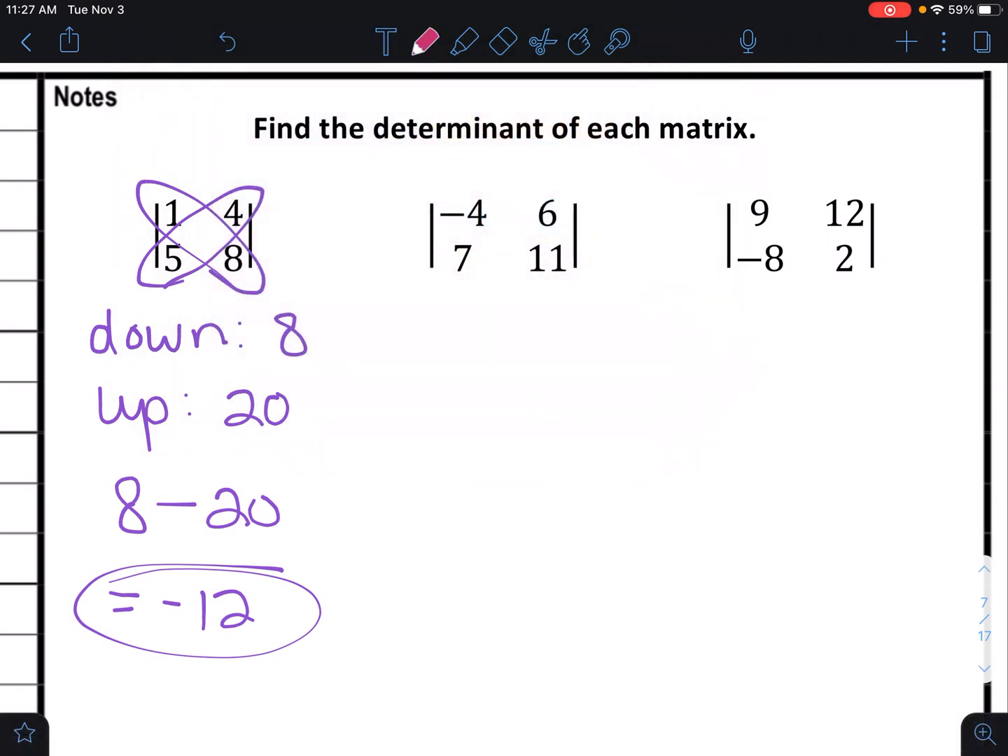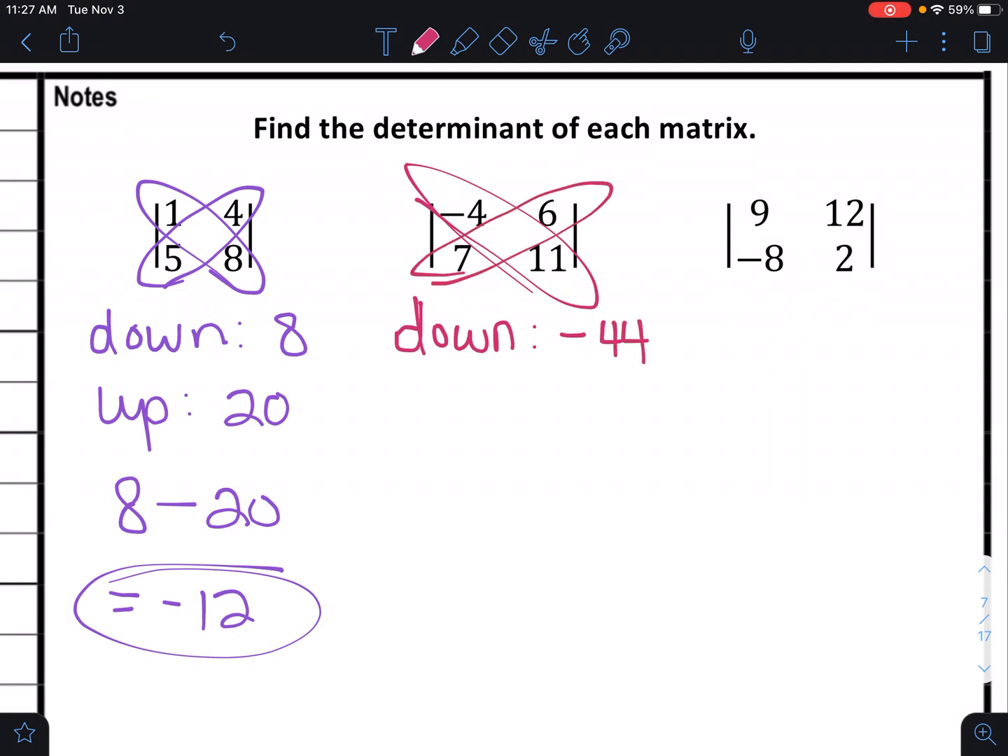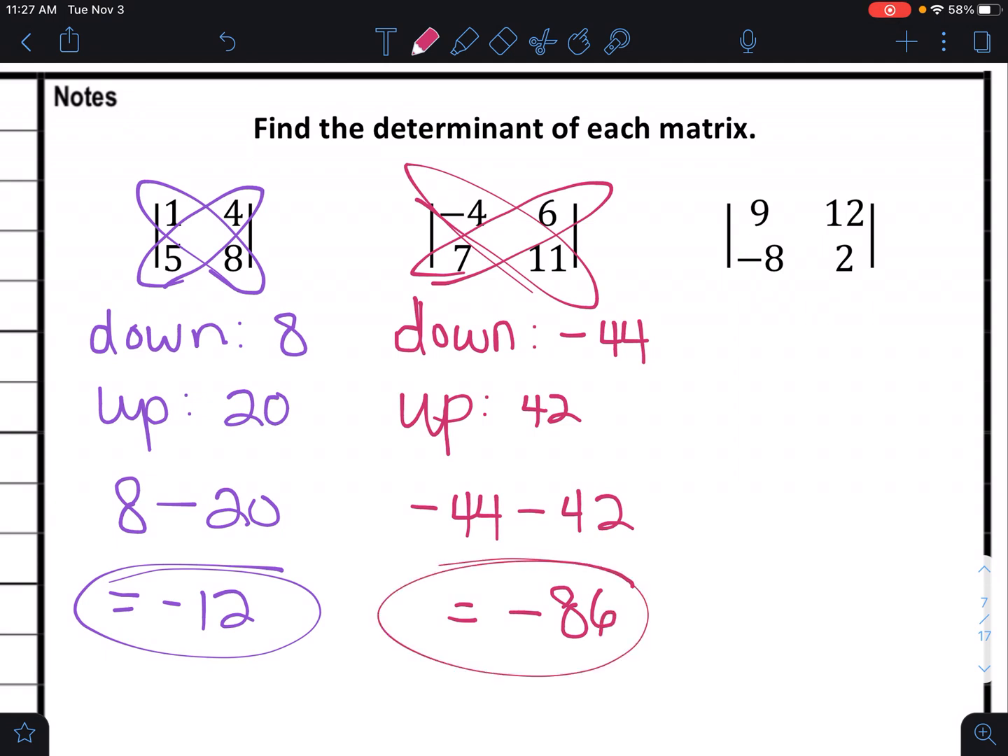All right, so let's look at another one here. We would do our down diagonal. I'm going to write that. Okay. -4 times 11 is -44. Our up diagonal is 42, 7 times 6. And then we're going to go -44 minus 42. Always down minus up, or you will get the wrong answer. And that's -86. And that would be my answer.